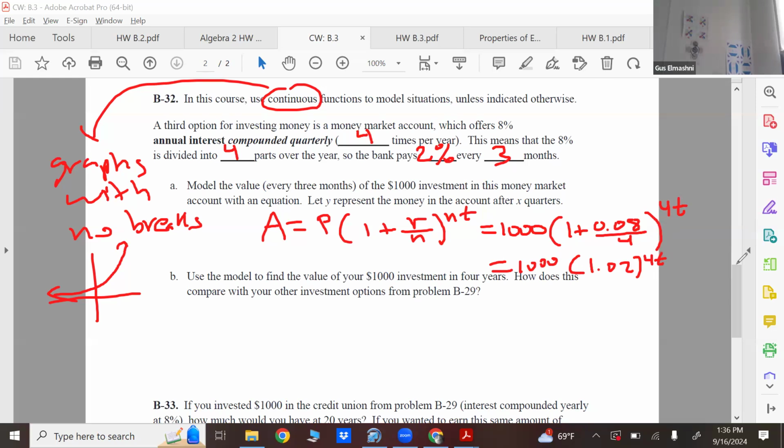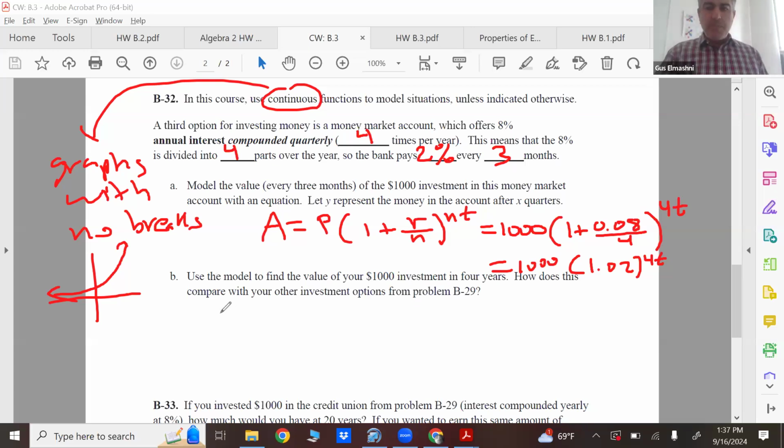Let's think about it. In 1 year, how many times is the interest applied to your account if it's done quarterly? In 1 year, how many times is your account updated? 4 times. Good. So you should have a 4 here. And every time you update the account, what percentage is going to apply to it? Not 8%, but 2%. So they're going to apply 2% every 3 months. That's why this equation works the way it does. Now, is it better? Slightly. It's slightly better than the one we just did.